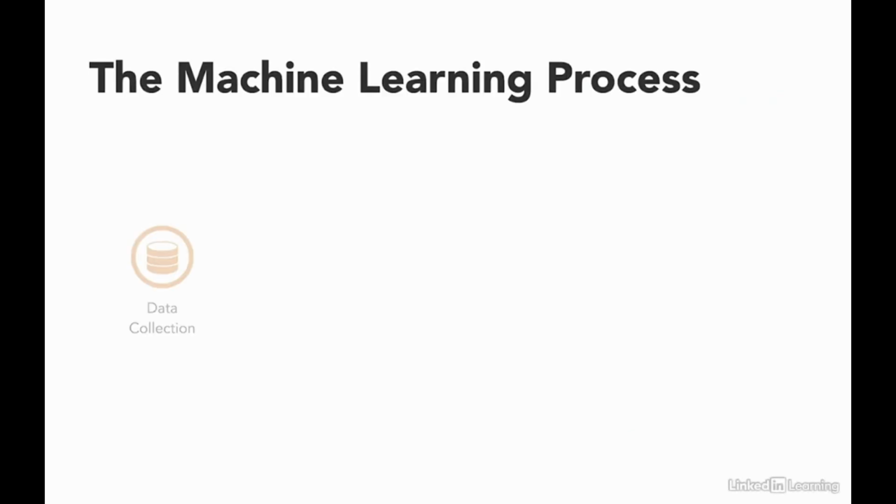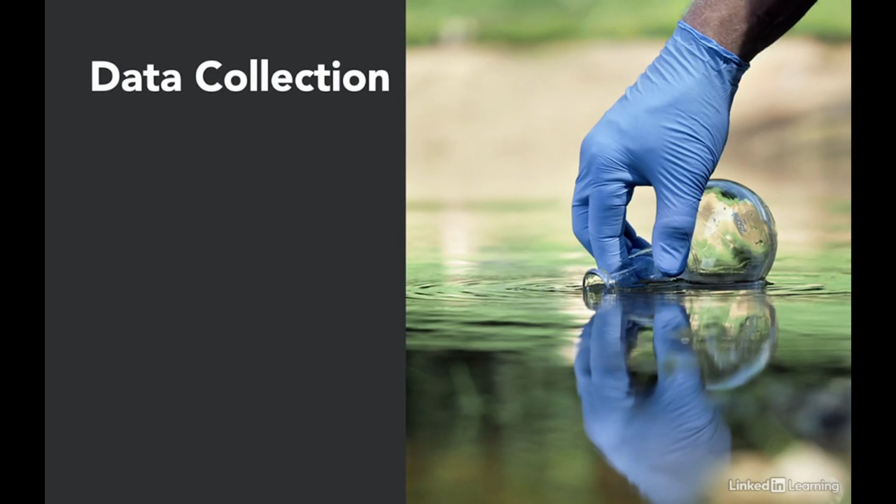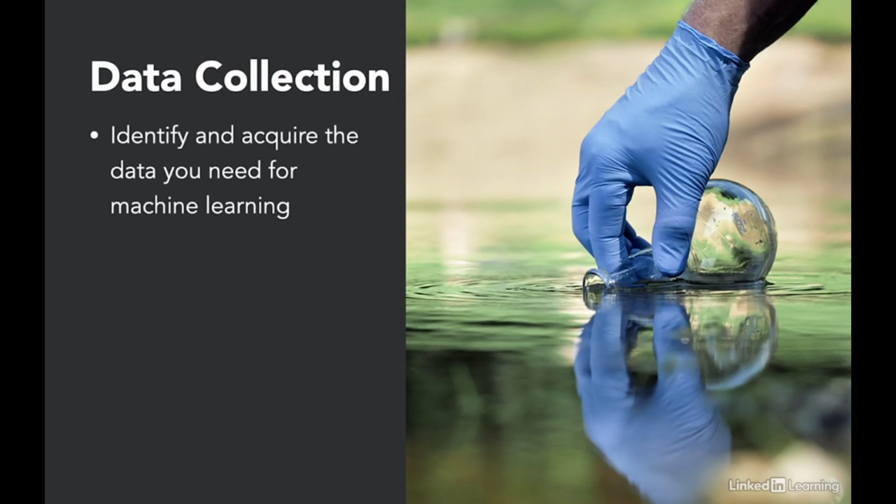There are 6 major steps in the machine learning process. The first is data collection. During the data collection step, our objective is to identify and gather the data we need for machine learning. For unsupervised learning, this is the unlabeled data with unknown patterns that we intend to discover. For supervised learning, this is the labeled historical data that we intend to use to train and evaluate our model. For reinforcement learning, this is the data that helps our agent learn which actions yield the most reward.